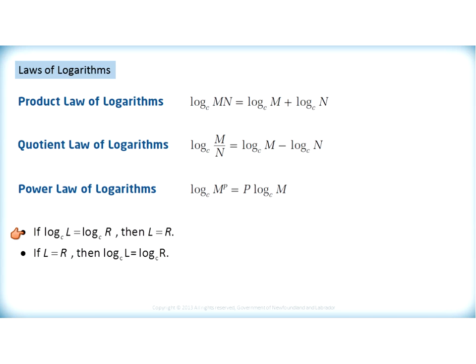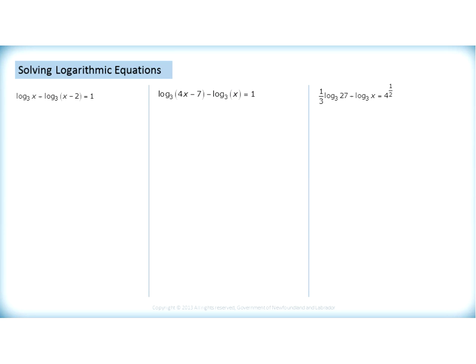We will also use these two properties of logarithms as well. If the log of L is equal to the log of R, maintaining the same base of c on both sides of the equation, then we can conclude that L is equal to R. Conversely, if L is equal to R, then we can take the log of both sides of the equation to get the log of L to base c is equal to the log of R to base c. Let's look at some examples.